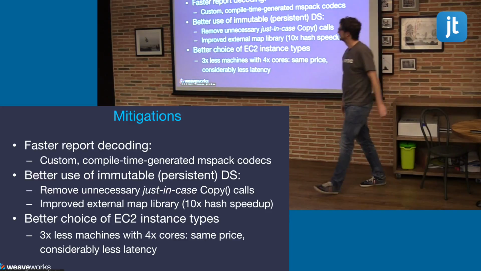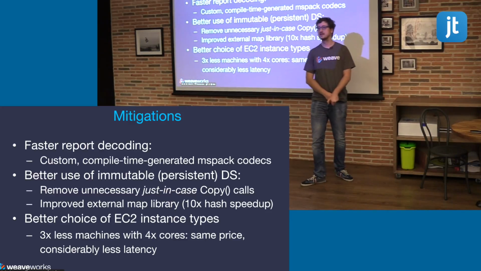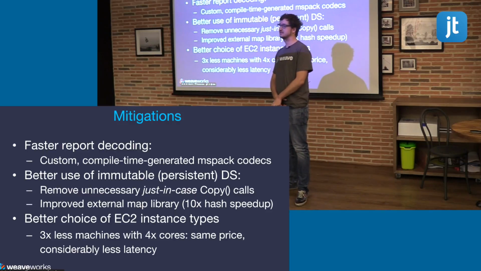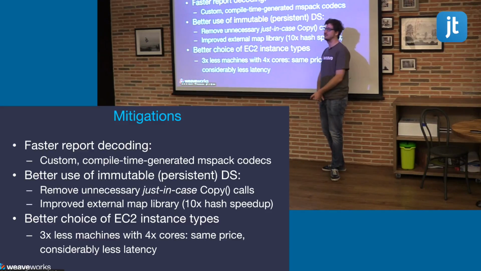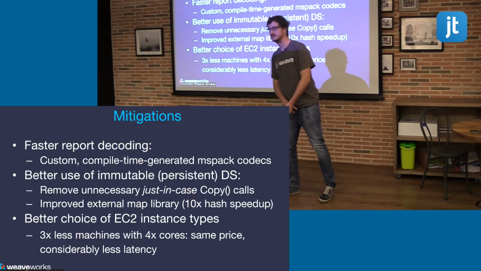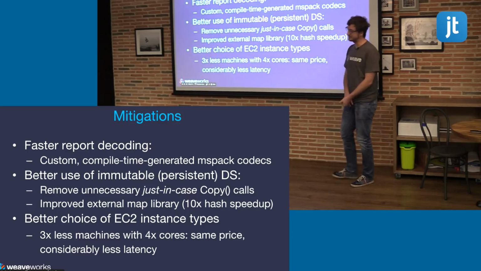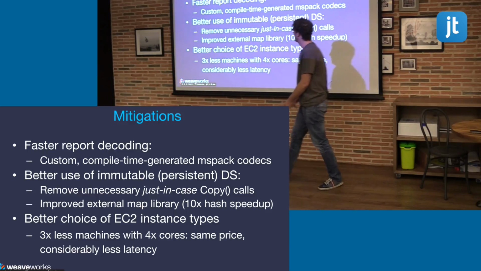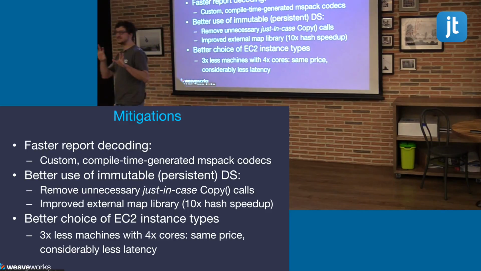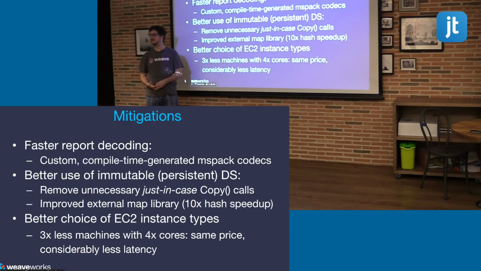So what did we do? We improved report decoding. We used a custom decoder, generated at compile time, which is not really the final solution for the problem, but it helps us get going. We improved the use of the immutable persistent data structures. There were a lot of, let's copy this data structure, just in case, because maybe someone will modify it somewhere. So let's return a copy of it without thinking too much about it. But each of those copies generated garbage. And as we'll see, Go is not good at throughput in terms of garbage.